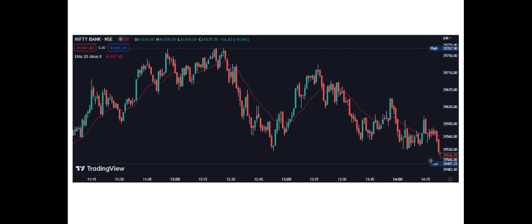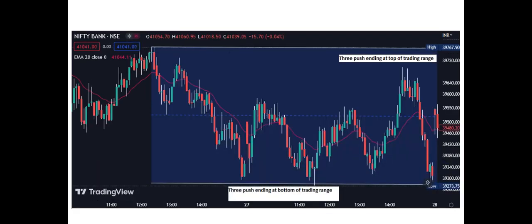This three push move reverses because it can end with two possibilities. The first possibility is it is ending at the extreme of a trading range. Look, for example, here there is a trading range. Let's look at this three push. Bear move. One, two, three. Again, one, two, three. Where is it ending? At the bottom of the trading range. So this three push is ending at the bottom of the trading range.